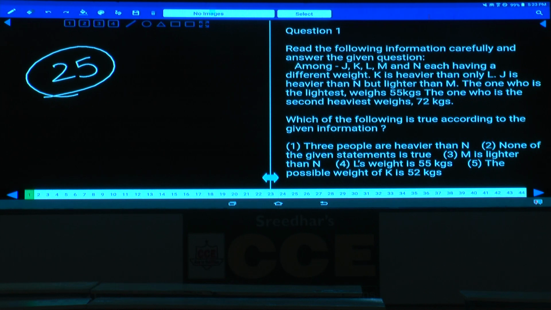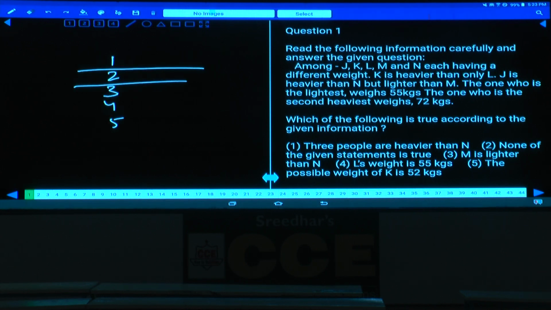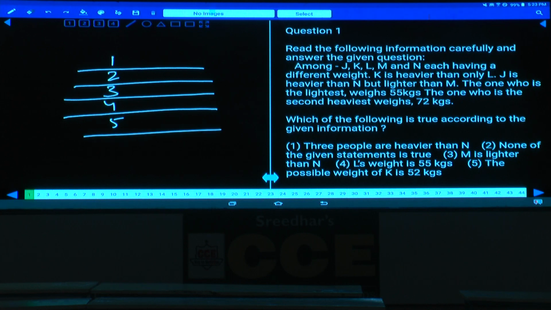There are 5 persons J, K, L, M and N, each having a different weight. Then condition number 1. K is heavier than only L. As K is heavier than only L, K must be at the 4th place, and L is at the last place.